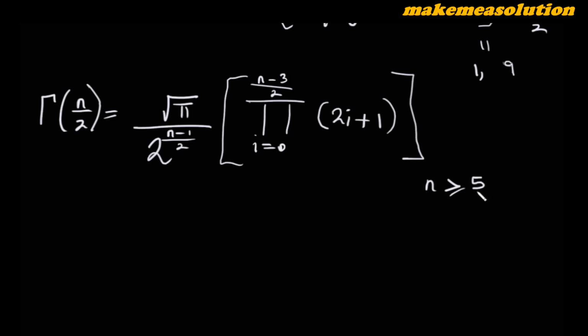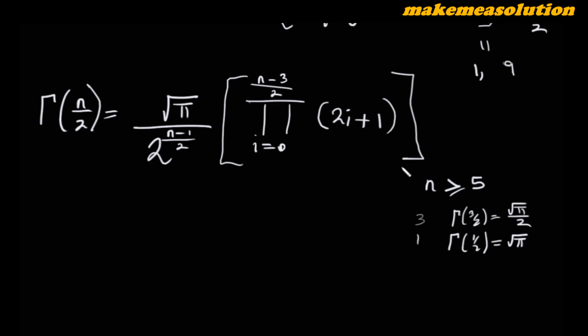So why am I not considering 3 and 1? Because you can easily find the value of gamma when the numerator is 1 and when the numerator is 3. So gamma of 3 over 2 is simply root pi over 2, and gamma of 1 over 2 is root pi. Okay, so this is how it actually progresses.